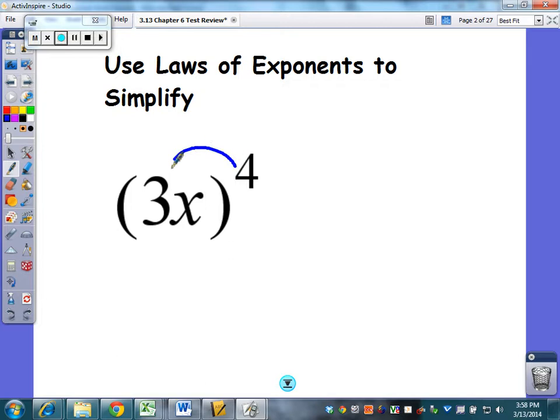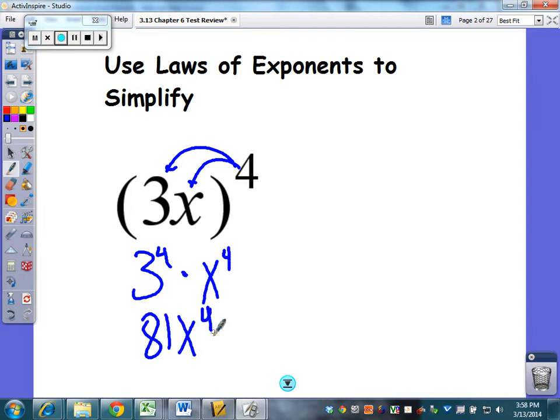So again, this 4th power applies to the 3, and it also applies to the x. So we have 3 to the 4th power times x to the 4th power. Well, 3 to the 4th power is 81, and then we have x to the 4th.